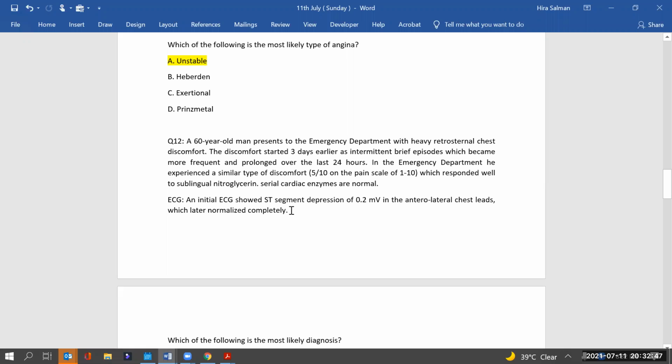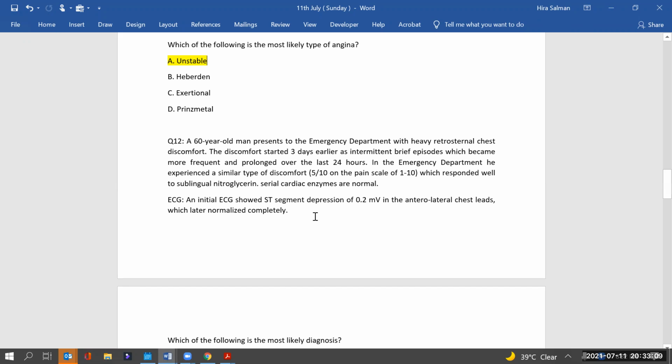This is again a very, very big clue for us. So initially, if there are any changes, it's okay. But later on, if you see the changes disappeared completely, if it's a case of myocardial infarction, you can never say that these changes will go away. Even after some time, you will see them in the form of Q waves. But they can never disappear.